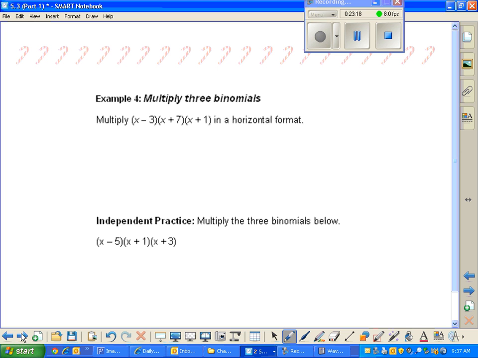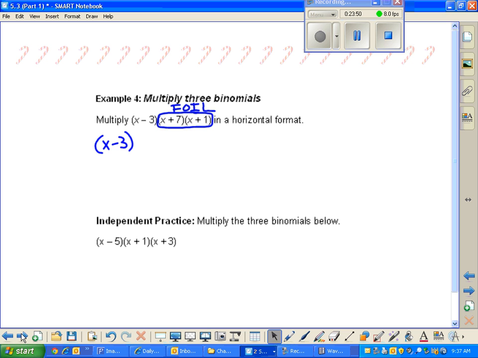Now, when I multiply 3 binomials together, I want it to look like a binomial times a trinomial. I want it to look like the previous example. Well, in order to do that, what do I do first all the time? See these back two binomials? I FOIL these first. So step 1, I'm going to FOIL x plus 7 and x plus 1. And then it'll look like the previous example. So I bring down my x minus 3.